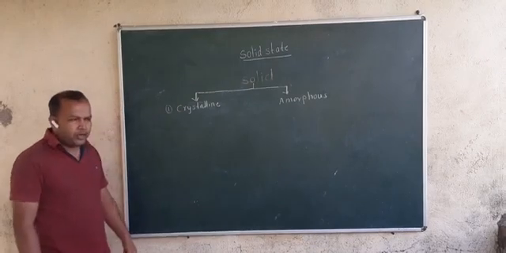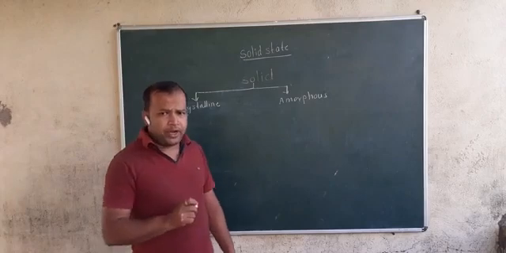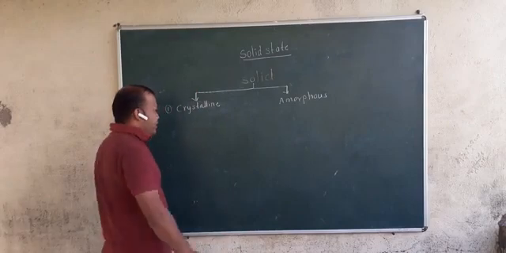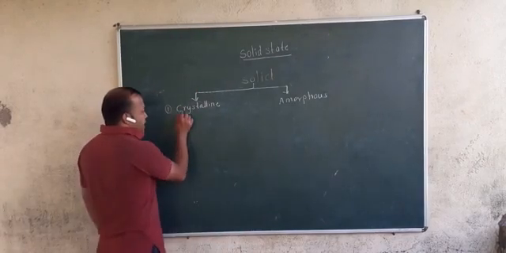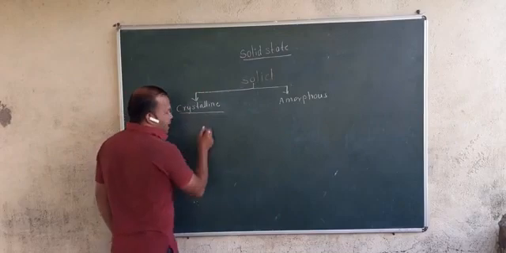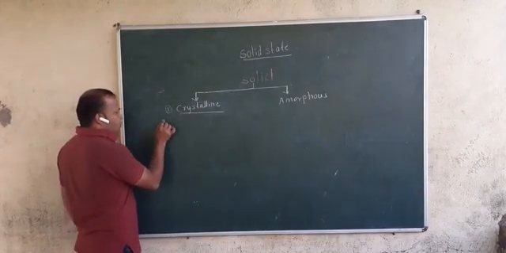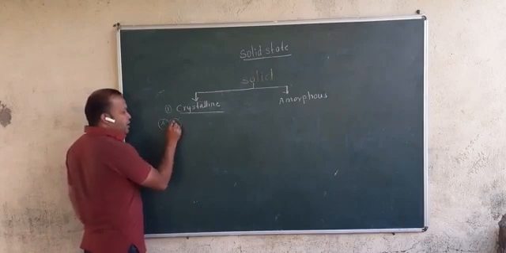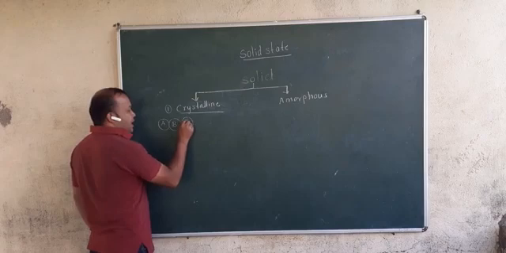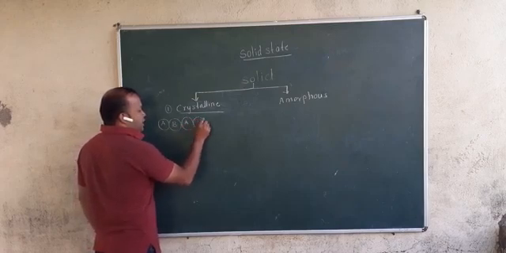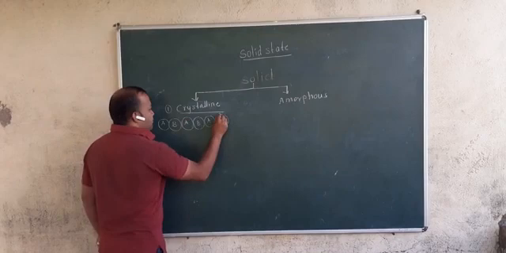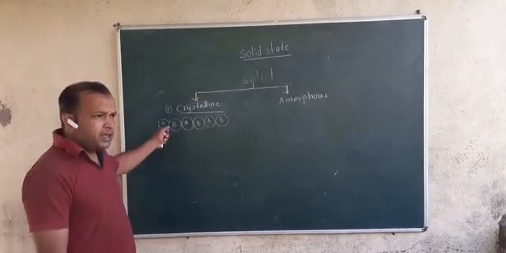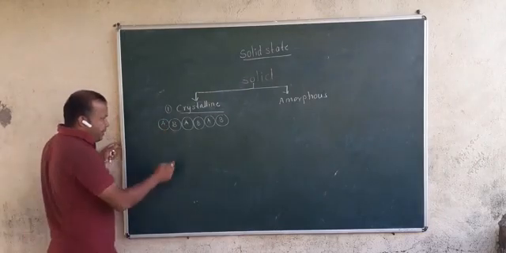What are these crystalline solids? Crystalline solids have a definite repeating pattern, a long range definite repeating pattern. What is this long range definite repeating pattern? If the crystalline solid is made up of two constituent particles, that is A and B, so this is atom A, then this B, then again A, B, A, B. So this has a long range definite repeating pattern.